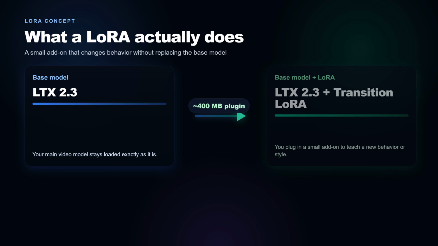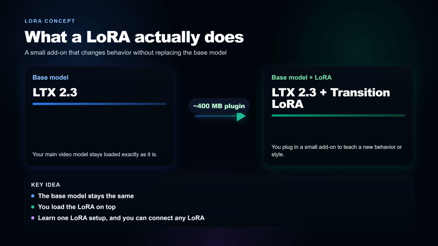LoRa stands for low rank adaptation. Think of it as a small plugin, around 400 megabytes, that sits on top of your base model and changes how it behaves. The base model stays the same. You just load the LoRa on top. Once you learn how to connect one LoRa, you can connect any LoRa. That's what this video is about.